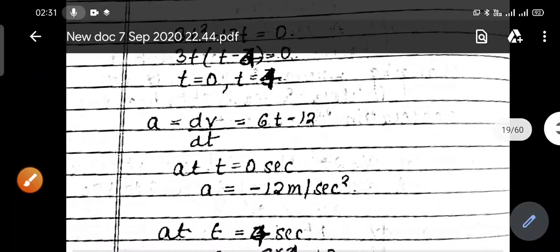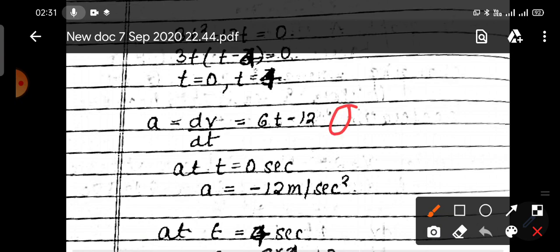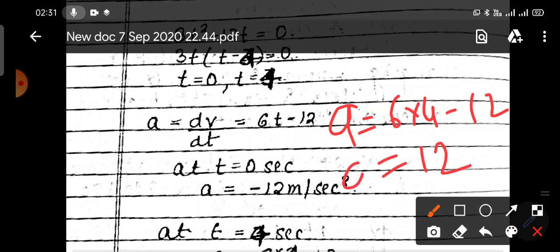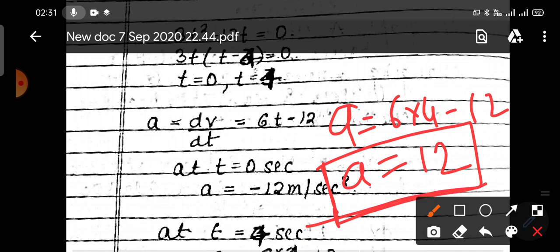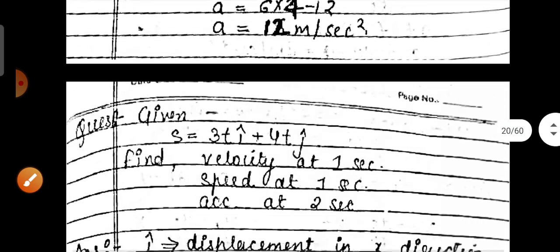And at t is equal to 4, acceleration is equal to 6 into 4 minus 12. So 24 minus 12, that means 12. So at t is equal to 4, velocity is also 0, that means the body is at rest. At that time acceleration is 12 meter per second square, correct?